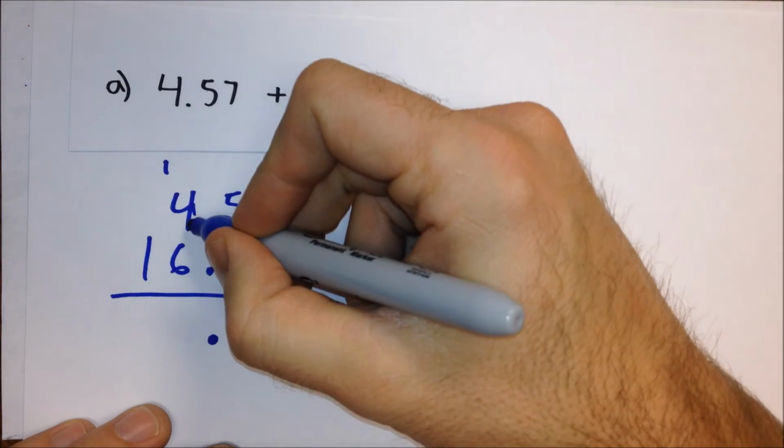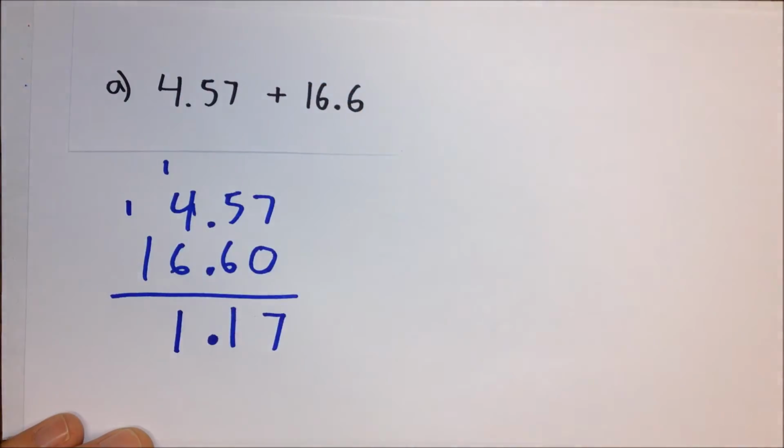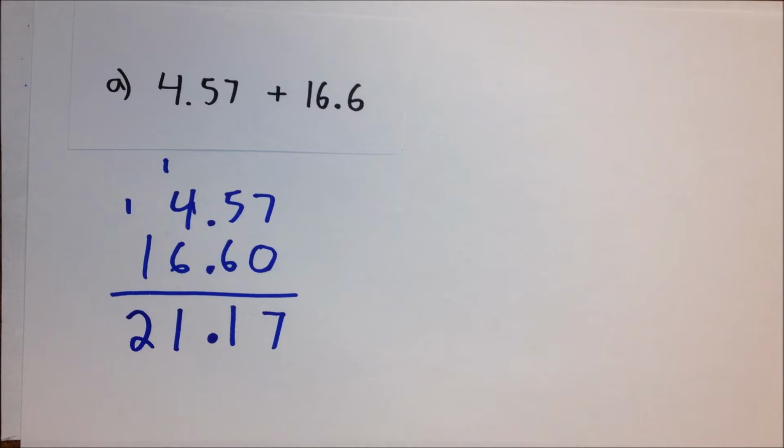Similarly here, we have 6, 7, 8, 9, 10, 11. We have 11 ones in this column. So I'll write one of those down, carry 10 of my ones over to the next column, and finally I get 20. So I have 21.17 is the answer I got for this problem.